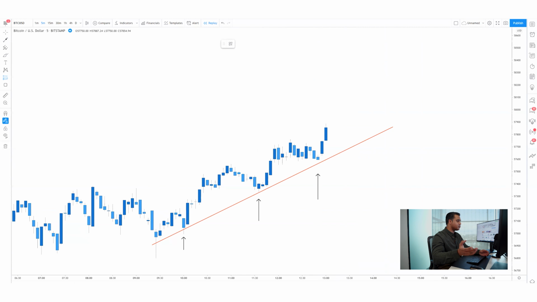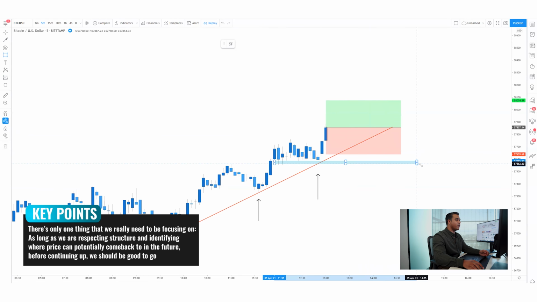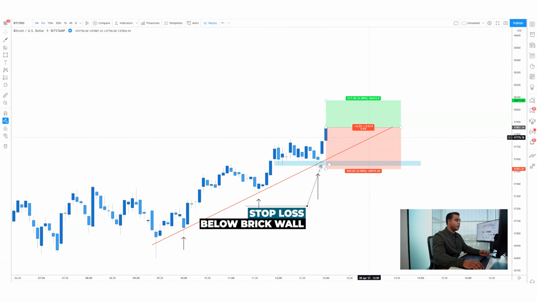We're focusing on how a trend moves, and there's only one thing that we really need to be focusing on here. As long as we're respecting structure and identifying where price potentially could come back to in the future before continuing up, we should be good to go. We place our stop loss below the brick wall, which is our trend line, below the axis, and now this is a late entry example here, but it doesn't matter.